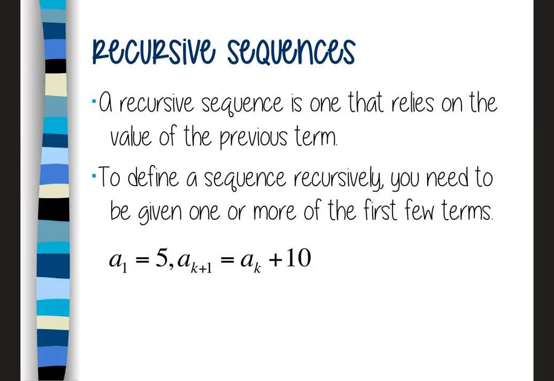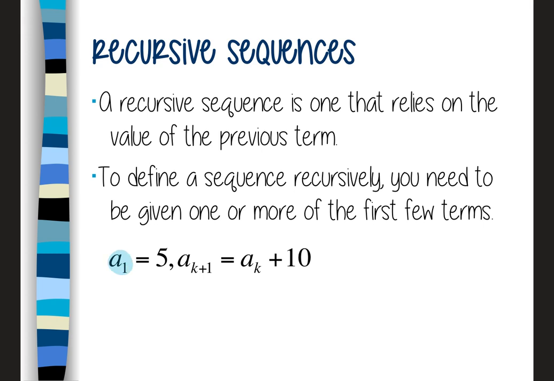Okay, now a recursive sequence. A recursive sequence is one that relies on the value of the previous term. So we're saying take the last term that we just got and do something to it. To define a sequence recursively, you need to be given at least one or more of the first few terms. So you have to have a term to start with. Recursive just means take what you just got from the last one and do something to it. Add to it, subtract from it, multiply it by something, whatever it is, but you have to have a starting point. What's weird and throws people off is the notation on this.